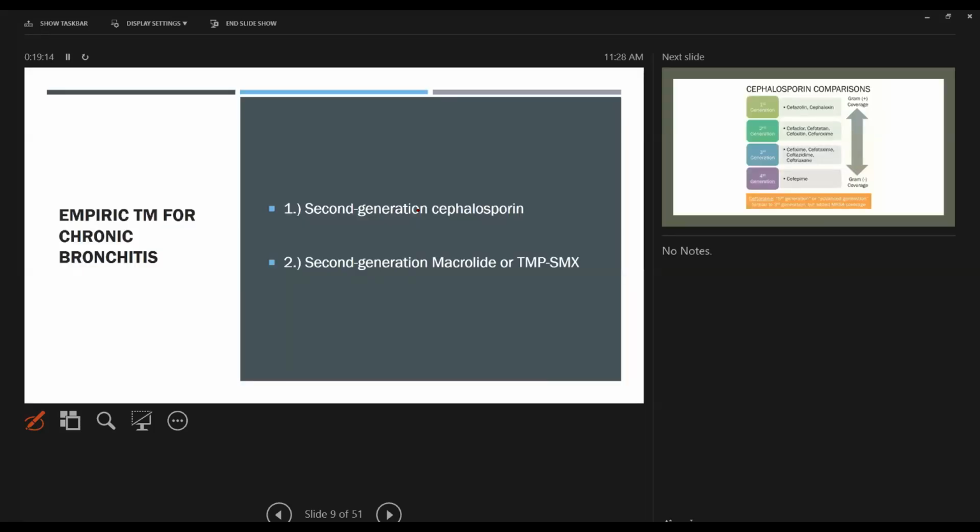So empiric treatment for chronic bronchitis. So these are our, yes. Can you repeat that one more time? Oh, the Radiopedia thing? Yeah.